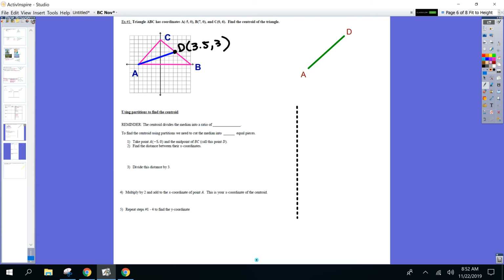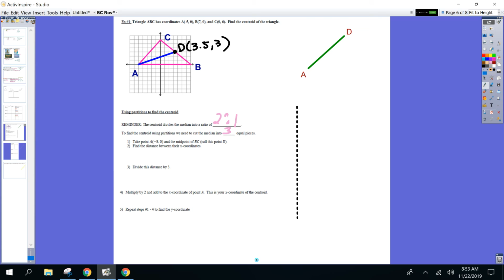Review with me the centroid fact. It does break the median up into a ratio of what? 2 to 1. So we can start there. At least I know wherever that point's going to be, it breaks it up into a ratio of 2 to 1. So think about this. If I'm going to find a point that breaks it up into 2 to 1, how many equal pieces would it make sense to break this median up into? Everyone agree with 3 equal parts? Yeah. So let's see if we can break median AD up into 3 equal parts.